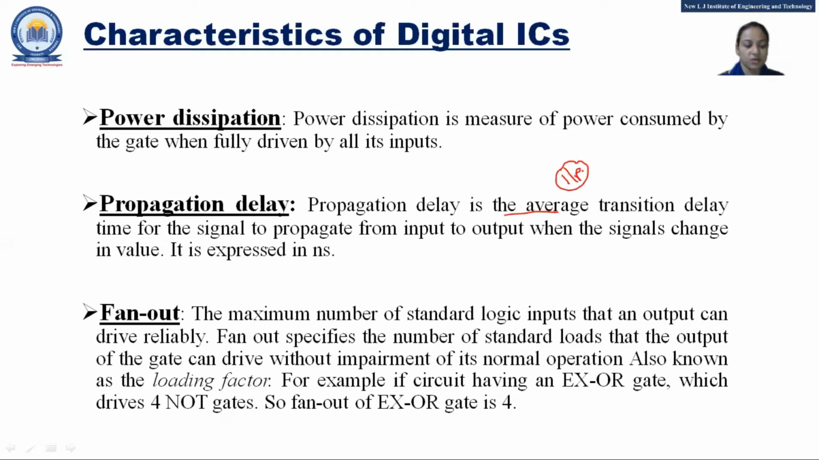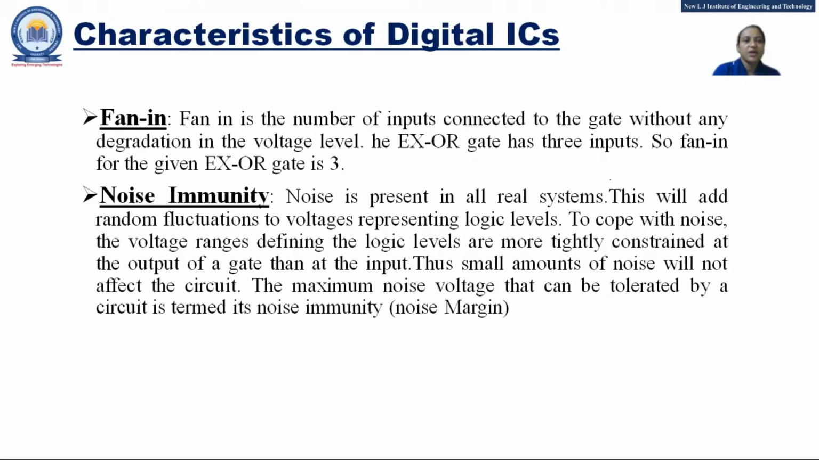Next is fan out. Fan out is the number of loads that can be connected to the output of the gate without degrading its normal operation. If a circuit has an XOR gate which drives four gates, the fan out of this XOR gate is 4, as you can see on the screen. Now the fan in is the number of inputs connected to the gate without degradation of any voltage level. If a circuit has an XOR gate with 3 inputs, the fan in of this XOR gate is 3.